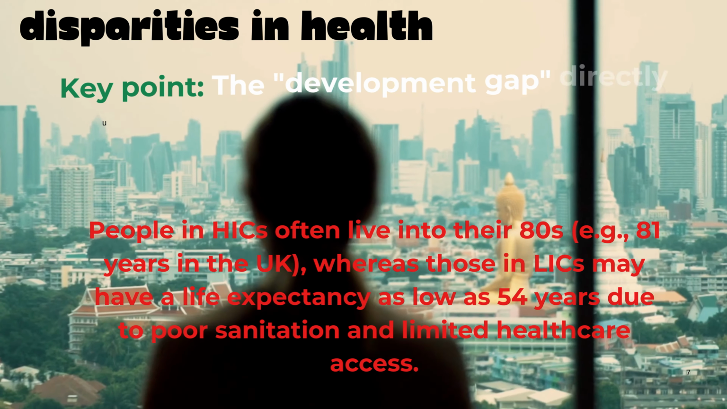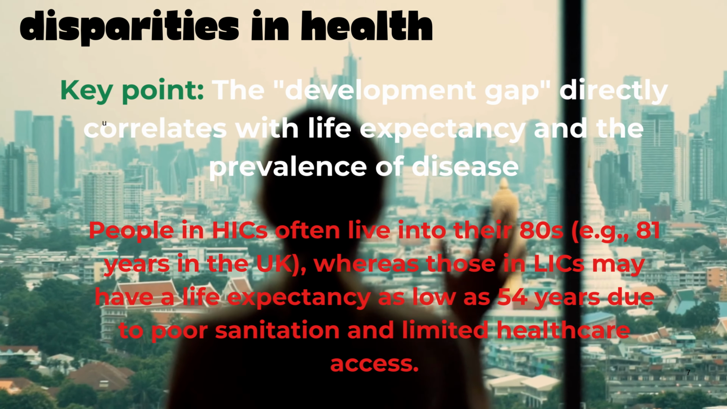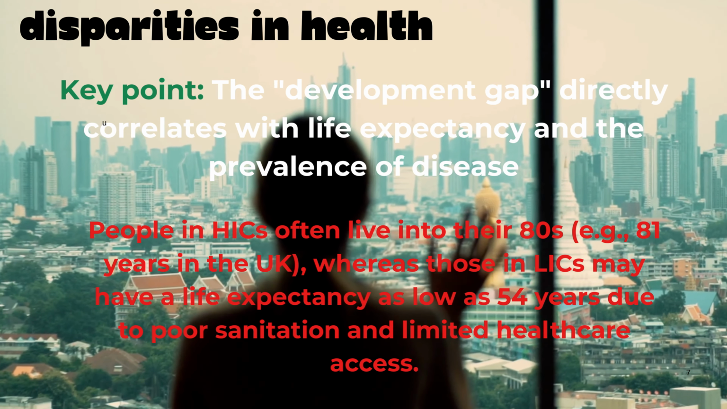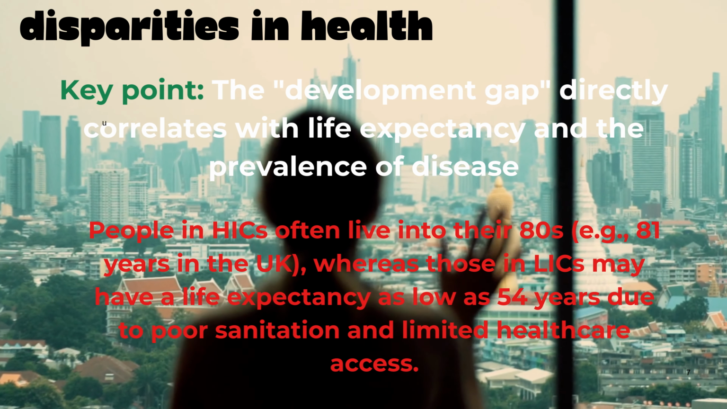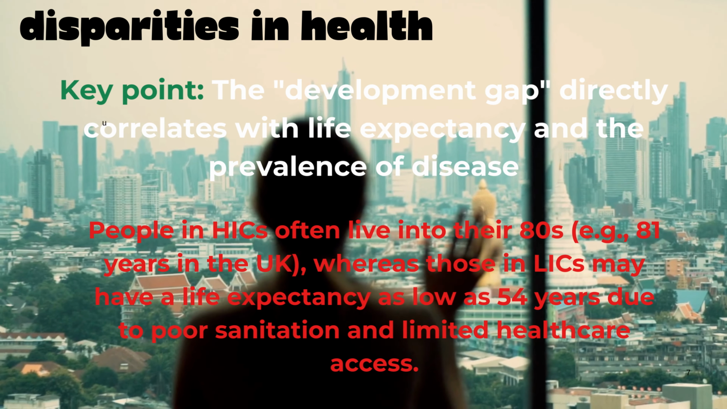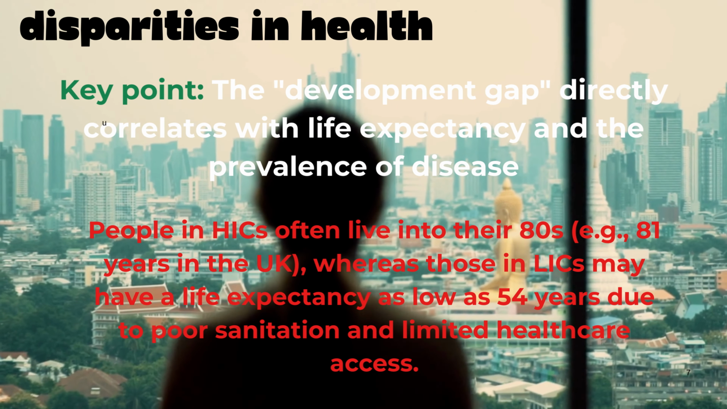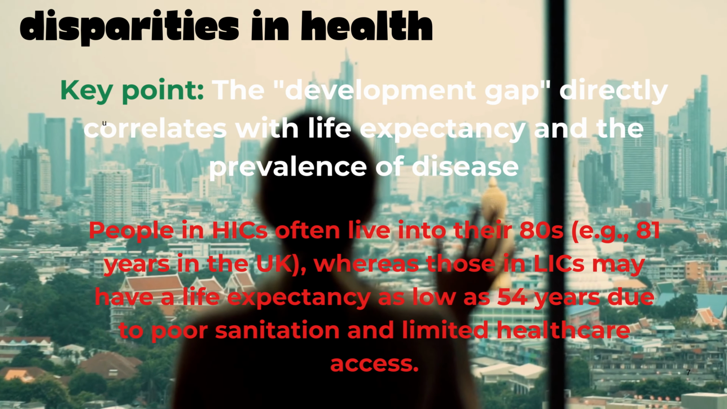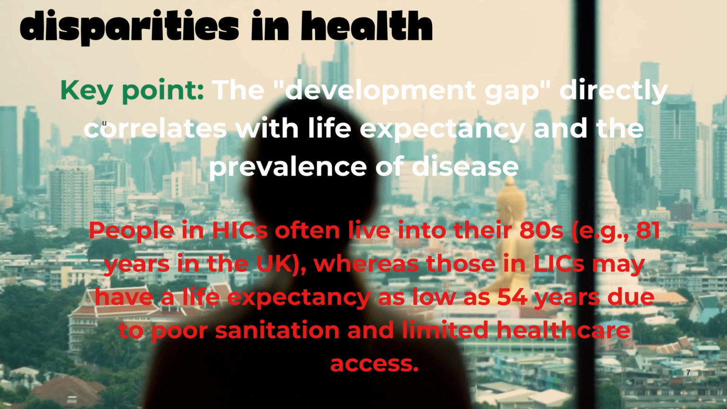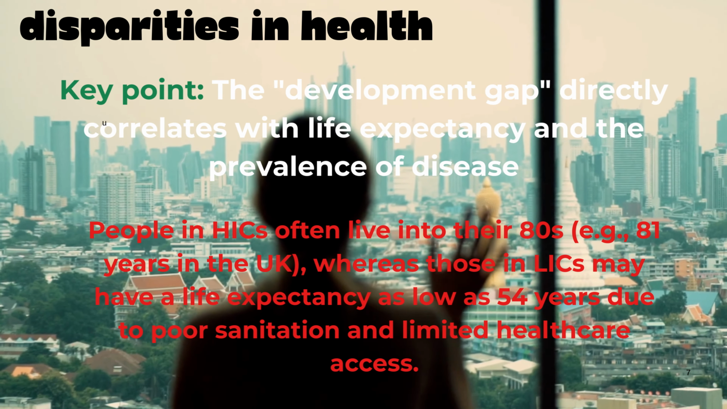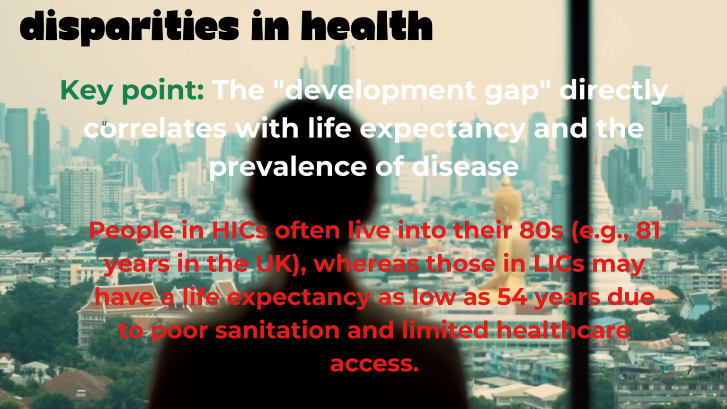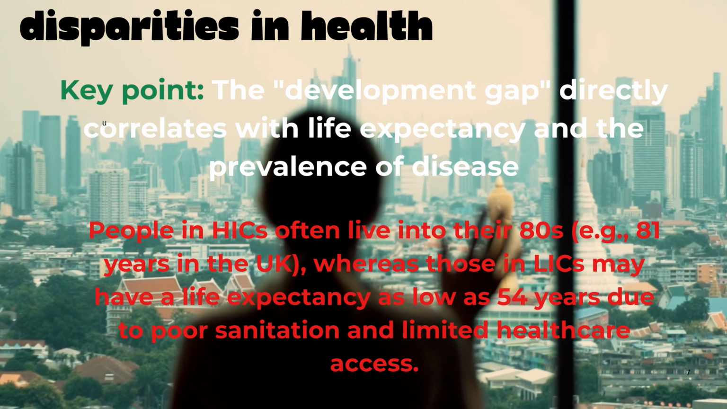As well as disparities in wealth, then we have disparities in health. This development gap directly correlates with life expectancy. That is how long people are going to live and their likelihood of getting disease, prevalence and the rates of disease. People in HICs often live into their 80s, remember, whereas the life expectancy in LICs is often significantly lower.